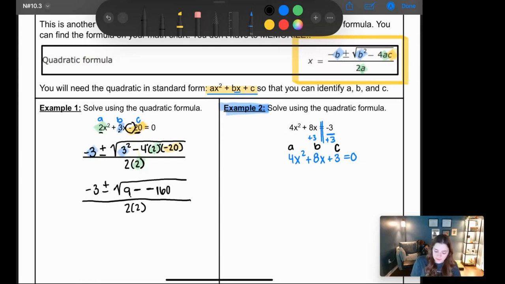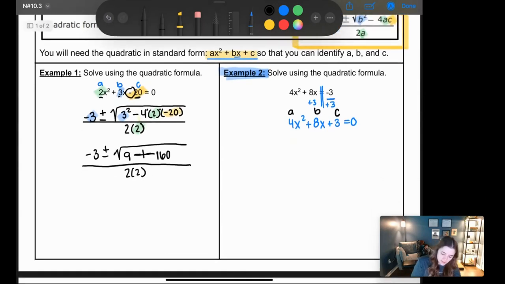Now we can solve 9 minus negative 160. But can I subtract a negative number? I can't. So what happens is this actually turns into a plus sign. And 9 plus 160 would give me 169. And then I didn't do anything with that minus 3 or that plus or minus. And I didn't do anything with that 2 times 2, but I know that 2 times 2 is 4. So we're solving one thing at a time.